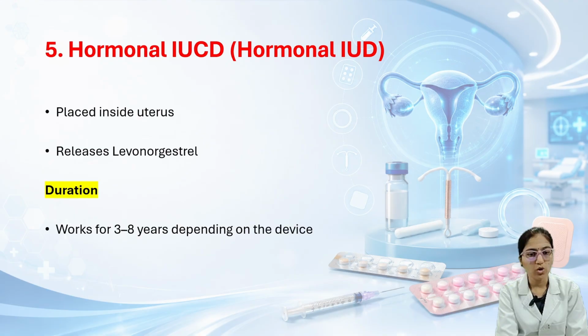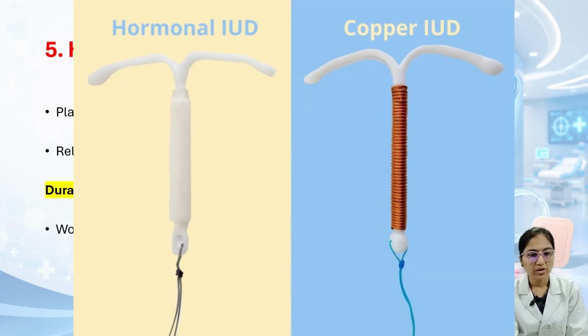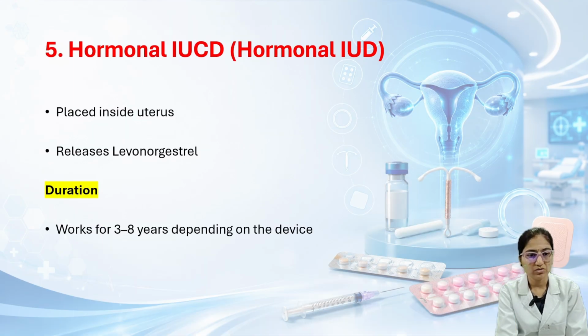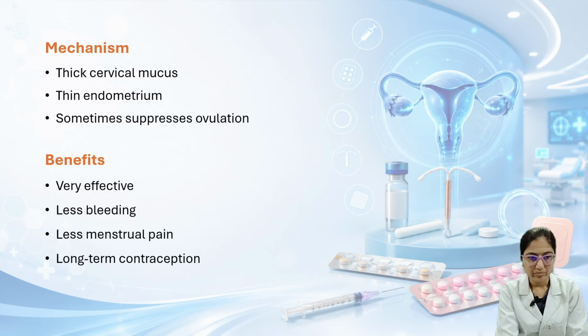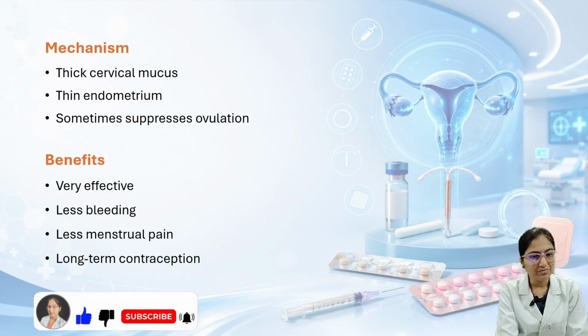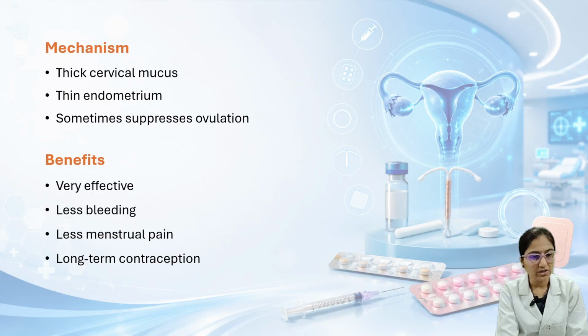Next we'll see the hormonal intrauterine contraceptive device. It is placed inside the uterus, releases levonorgestrel, and works for 3 to 8 years depending on the device. Mechanism: thick cervical mucus and thin endometrium, and sometimes it suppresses ovulation. Benefits are very effective, less bleeding, less menstrual pain, and long-term contraception.